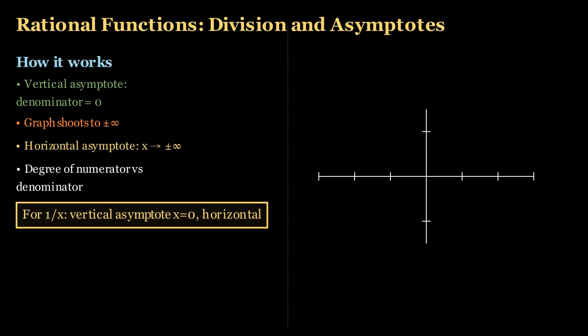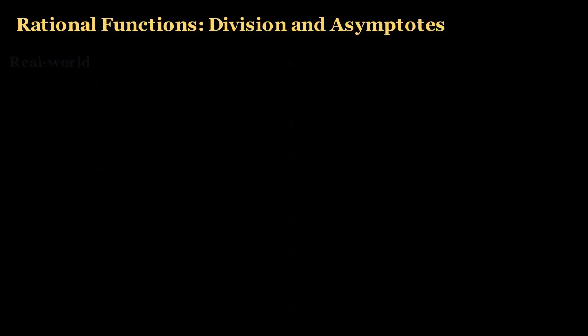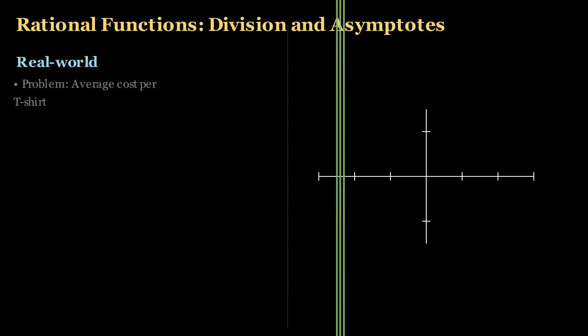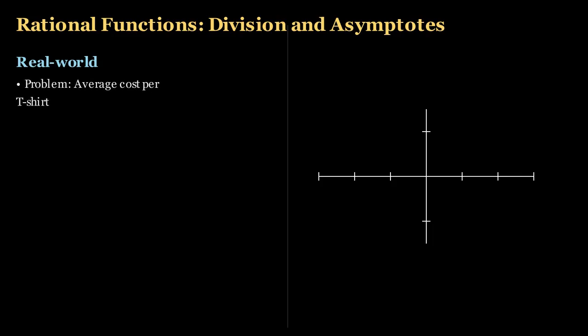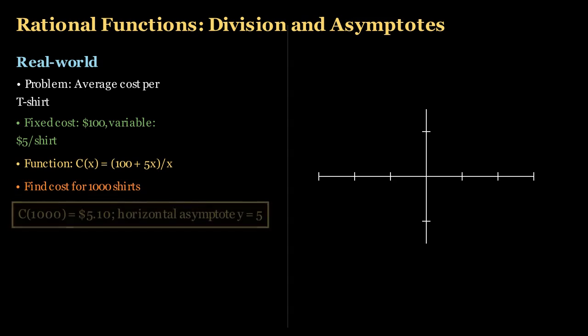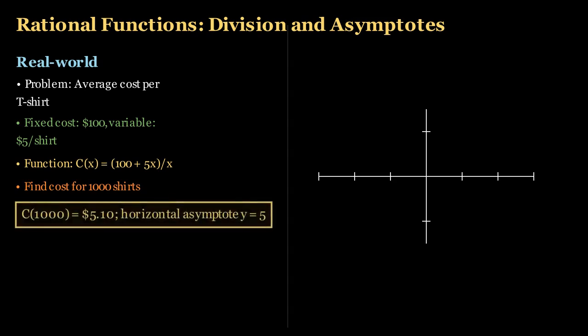What's the average cost if you print 1,000 shirts? We plug in X equals 1,000. That gives (100 plus 5,000) over 1,000, which is 5,100 divided by 1,000. That works out to $5.10 per shirt. Notice that as X gets huge, the 100 fixed cost becomes negligible, and the average cost approaches $5. That's the horizontal asymptote y equals 5.